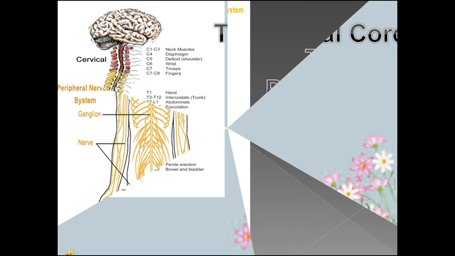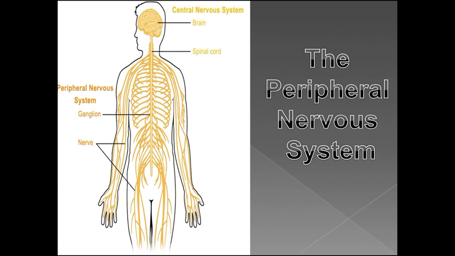This is the peripheral nervous system. It consists of nerves which connect the central nervous system to all the parts of body. The peripheral nervous system is divided into somatic nervous system and autonomic nervous system. Somatic nervous system is divided into two parts, cranial nerves and spinal nerves. And autonomic nervous system is also divided into two parts, sympathetic and parasympathetic systems.